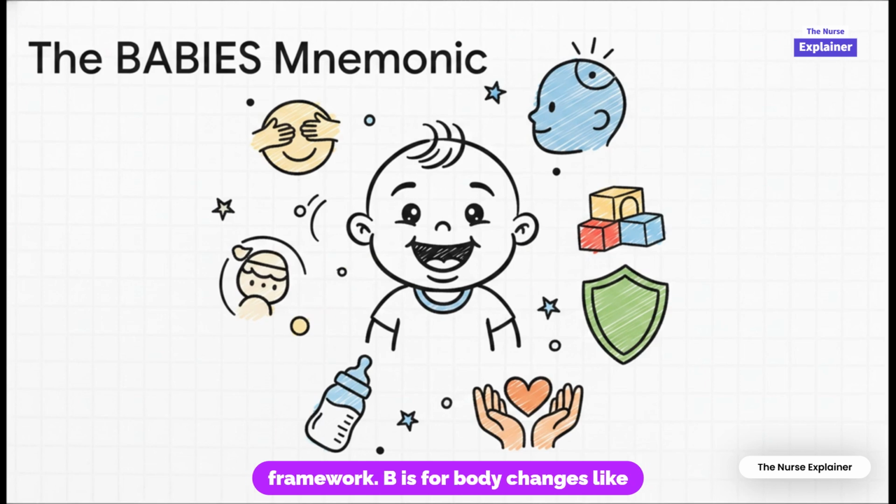B is for body changes, like those fontanelles closing up. A is for achieving milestones. The second B reminds us of baby safety, which, trust me, is a massive part of parent education. I is for interventions, specifically remembering Erikson's trust versus mistrust stage. E outlines their eating plan, particularly the recommendation for exclusive breastfeeding for the first 6 months. And S stands for social stimulation, things like playing peekaboo to really foster that observation and interaction.